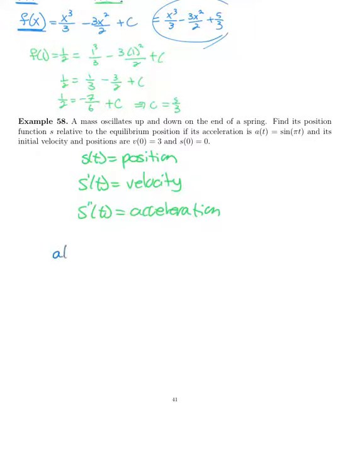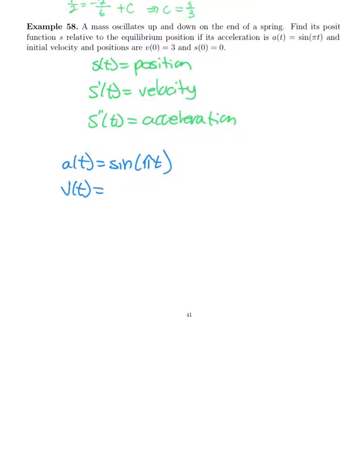I know that my acceleration is sine of pi times t. Now I'm going to do the antiderivative. That's just one antiderivative, and it's going to give me velocity. The antiderivative of sine is negative cosine, so it's negative cosine of pi times t, but don't forget to divide by that constant multiple. Good. And then plus the constant, of course.